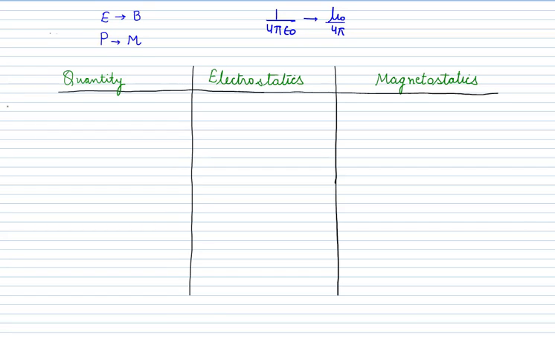So first of all, dipole moment. So dipole moment is P here, and in magnetostatics, magnetic dipole moment is capital M. Sometimes it is shown as a small m. So it is always the magnetic moment. Mostly it is shown as capital M.